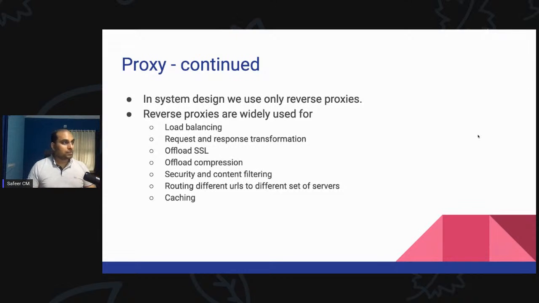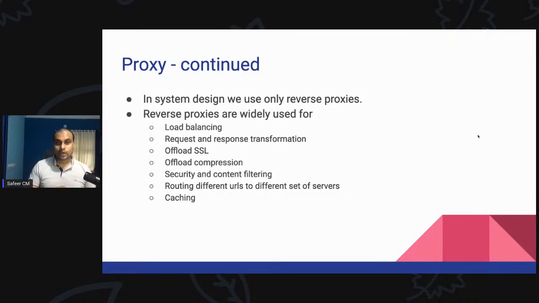So what are reverse proxies usually used for? Just like a load balancer, reverse proxies can also do load balancing, but there are some caveats or additional systems that are required for them to function properly. So it can also transform request and response, offloading SSL, compression, etc. So why is this required?